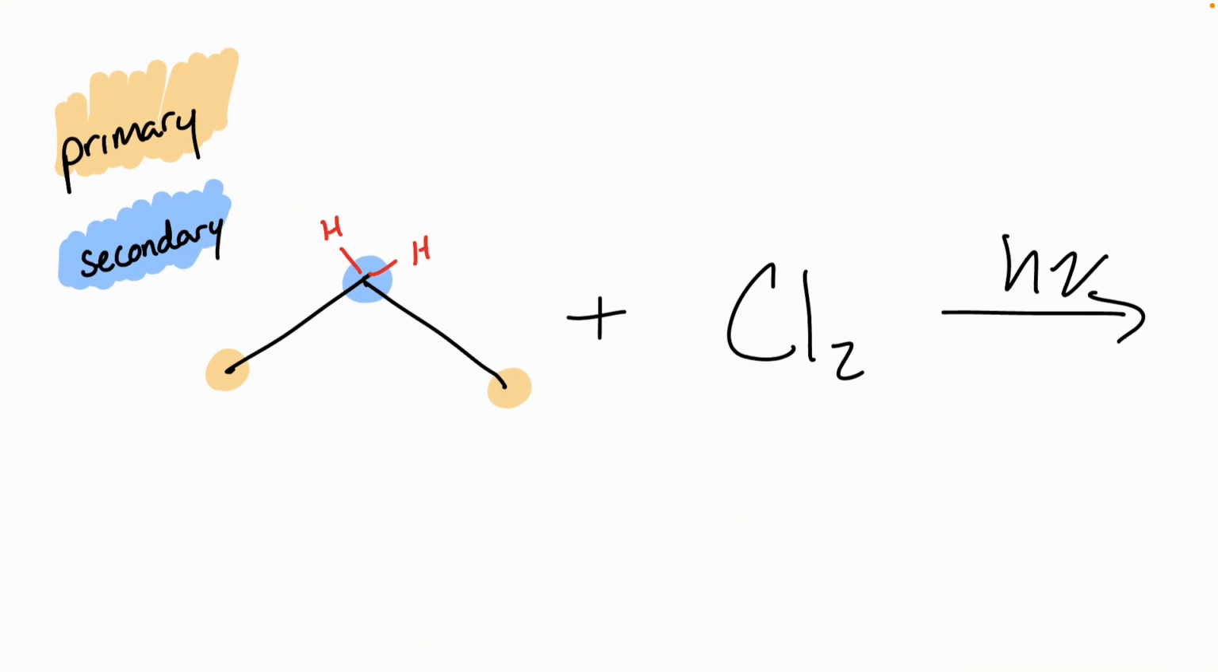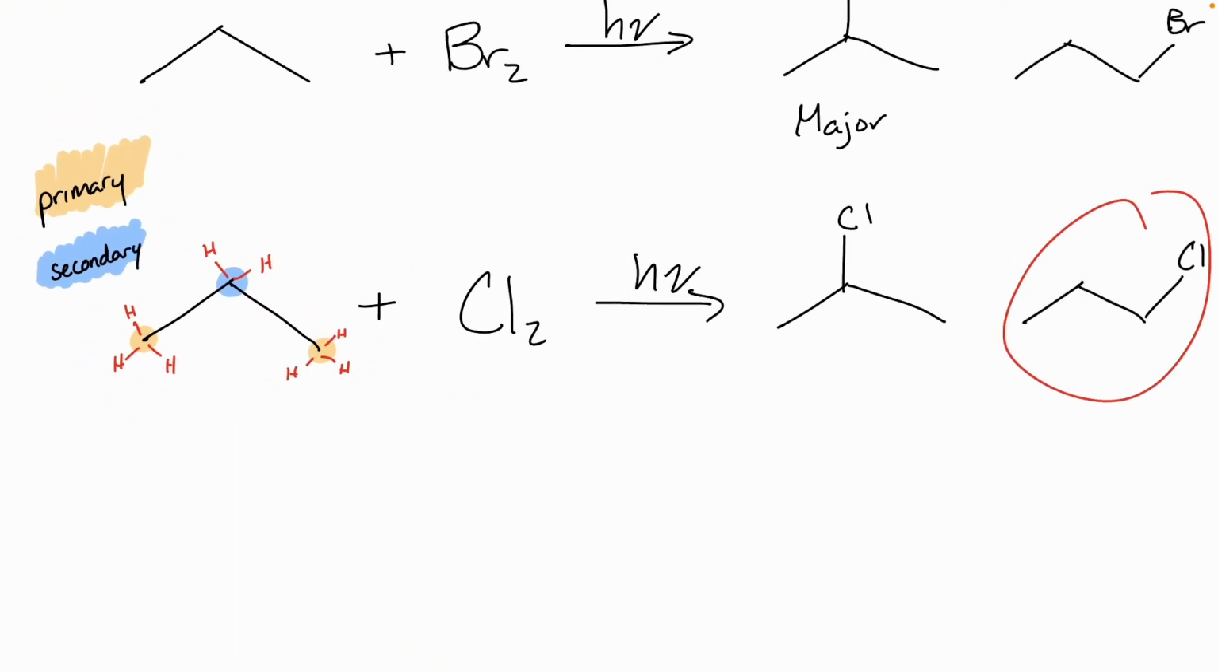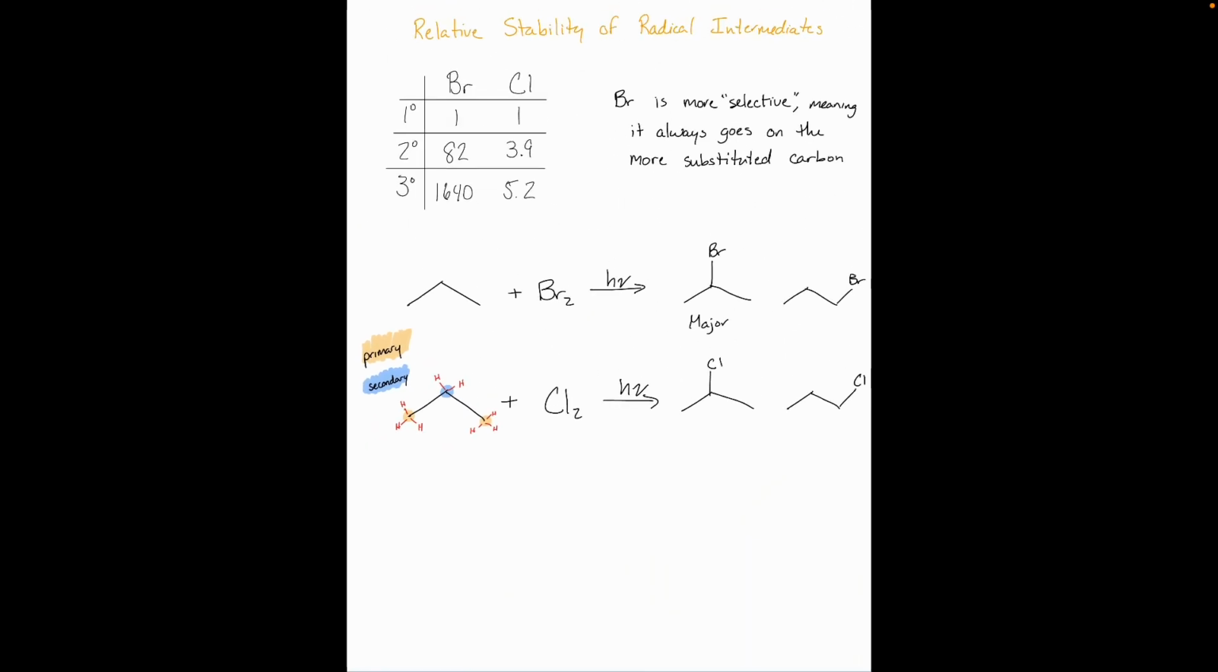But then how many hydrogens are there on, for example, this primary carbon? 3. And what about this primary carbon? Also 3. And so to some extent, it's a numbers game, right? There are more hydrogens on those primary carbons that, if removed, would lead to this product over here. So we have to take into account both factors: both the fact that the secondary is more stable, and the sheer numbers game, since there are more hydrogens that would lead to substitution on the primary carbon. That's what we're going to use this table for.